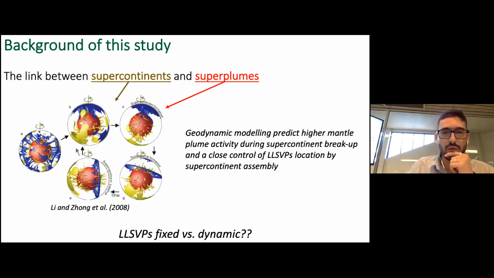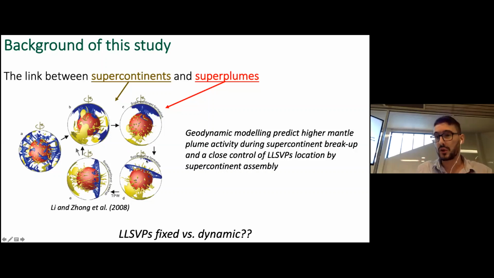But this is in contradiction with geodynamic modeling. In 2008, in this very important paper, Li and Zhong demonstrate using geodynamic modeling that the LLSVPs are not fixed. If you look at the model here, we start with the Earth in a degree-N convection mode, so we have multiple upwellings and multiple downwellings. If you form a supercontinent above a downwelling, then you're going to start from a degree 1, with a big downwelling here and an upwelling on the other side of the Earth.